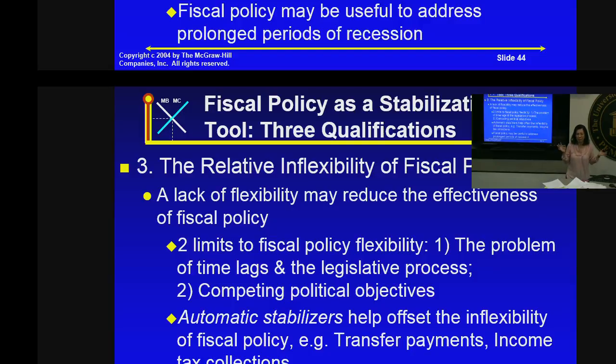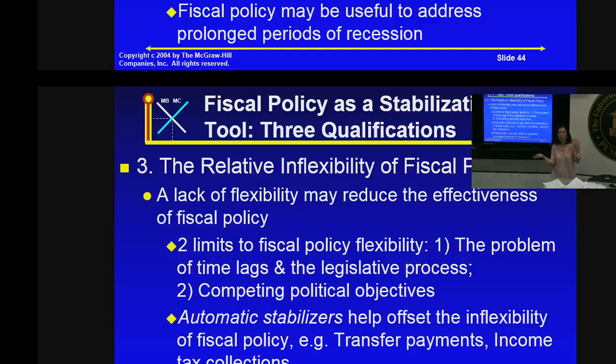It's not so flexible. What do you mean? Well, anytime you want to increase the tax, I hope not, or lower the tax, it's not direct. You have to go through the political process. You have to go to Congress, you have to debate and all that, right? And a lot of the time after the bill has been passed, it is like 18 months later because of this political process. So we call that time lag, legislative process. It's competing political objectives.